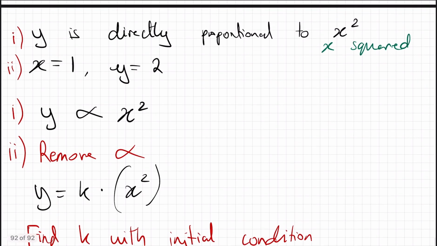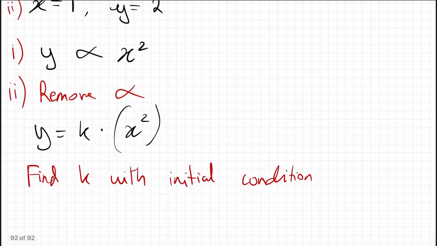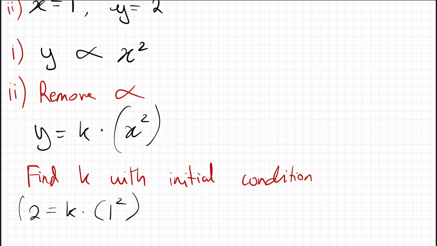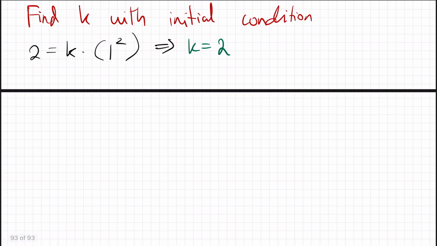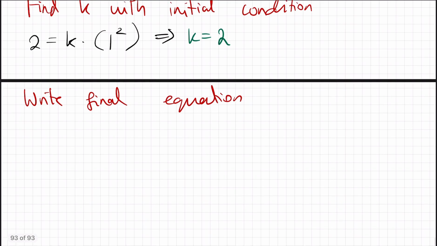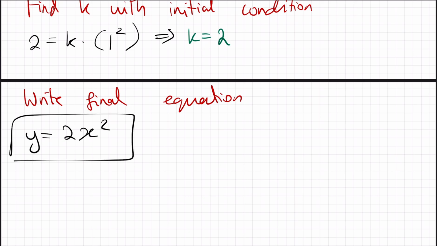We use this initial condition, when x equals 1, y equals 2. So we put 1 and 2 into this equation, and then we just solve for k. This is going to tell us k is equal to 2, because when you put 1 over here, you move over to there, and you get 2. So that's what solves this. And then you write the final equation. In our case, that's going to be y is equal to 2x squared. There we go.